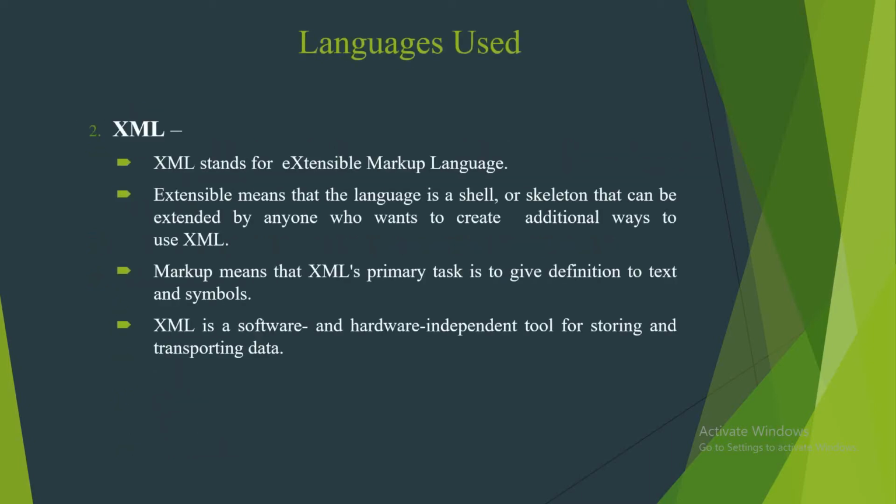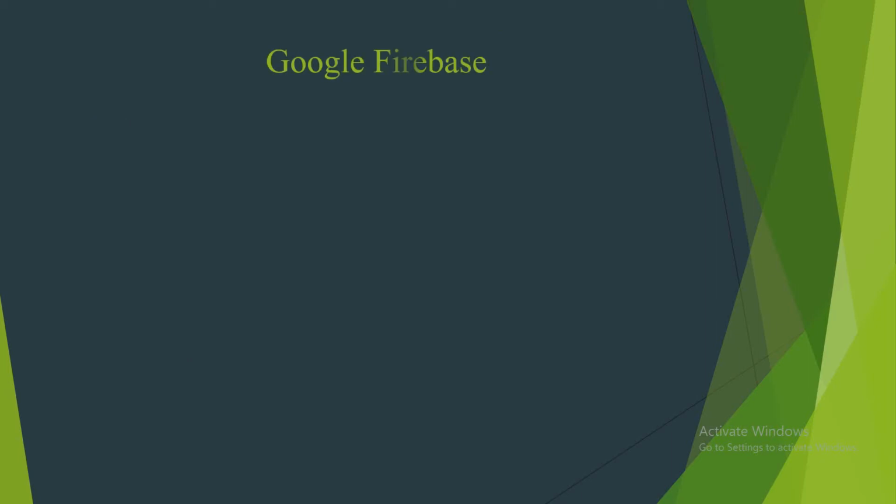The second one is XML, that is Extensible Markup Language. Extensible means that the language is a shell or a skeleton that can be extended by anyone who wants to create additional ways to use XML. Markup means that XML's primary task is to give definition to text and symbols. XML is a software and hardware independent tool for storing and transporting data.